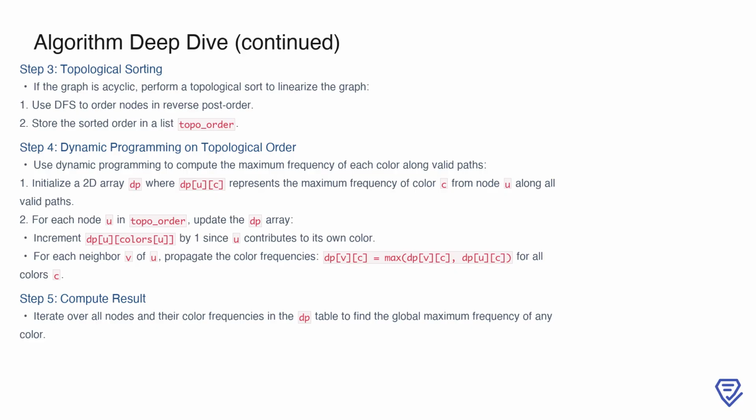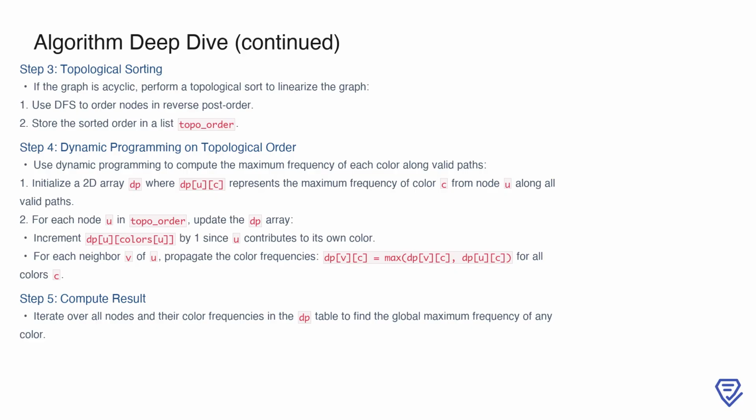Once we have this order, we use dynamic programming to calculate the maximum frequency of each color along valid paths. To do this, we initialize a two-dimensional array, dp, where dp[u][c] represents the maximum frequency of color c for paths starting from node u.